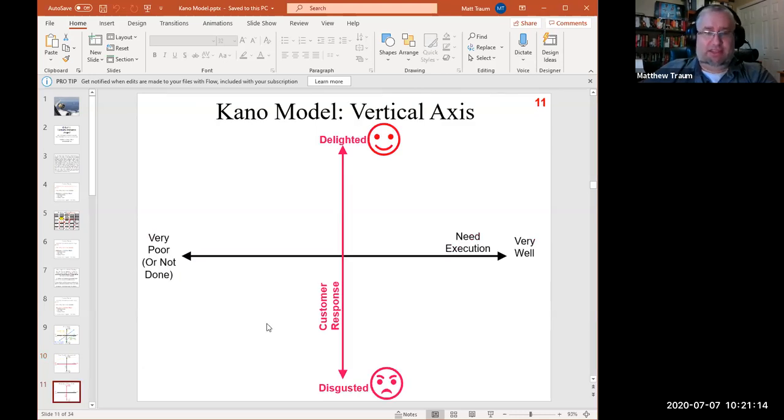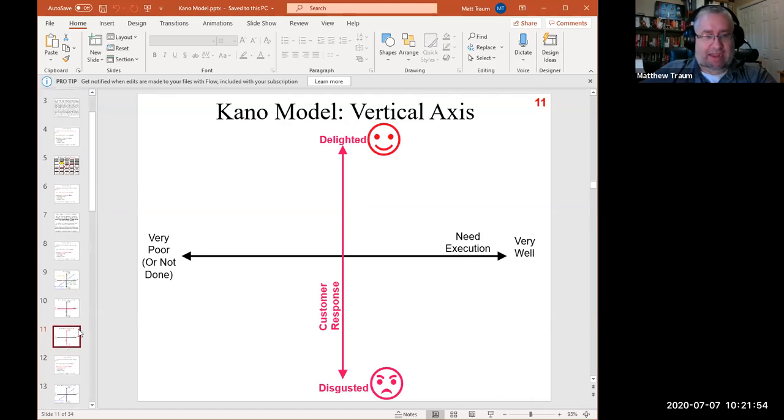The vertical axis is a measure of the customer response based on, essentially their level of satisfaction. So if you go down in this axis, the customer is disgusted. So just appalled by how poorly that particular need meets their expectations. And then here, if you go in the positive direction, the customer is delighted, right? Thrilled with how well this product meets their expectations for this particular customer need. So those are the axes.